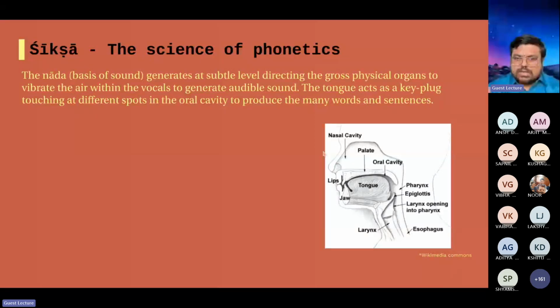So before utterance, everything exists as a subtle sound inside us, which then creates signals of neural currents to our vocal cords. Then they vibrate accordingly, the tongue articulates accordingly, and that is how the sound is generated. So the tongue acts as a key plug, touching at different spots in the oral cavity to produce the many words and sentences we have.